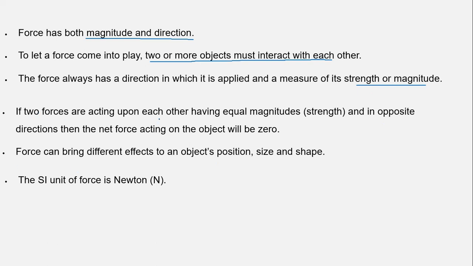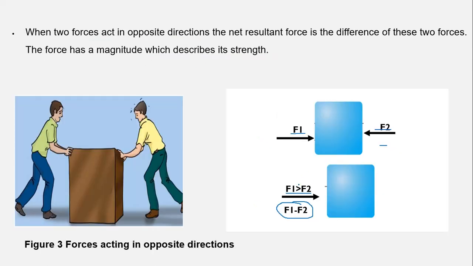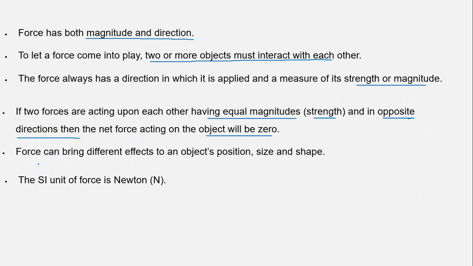And if two forces having the same magnitude, that means the same strength, act in opposite directions, then the net force will be 0. As in this case, if F1 is equal to F2, then the resultant force F1 minus F2 will be 0. And force can bring different effects like change in position, shape and size. The SI unit of force is Newton.